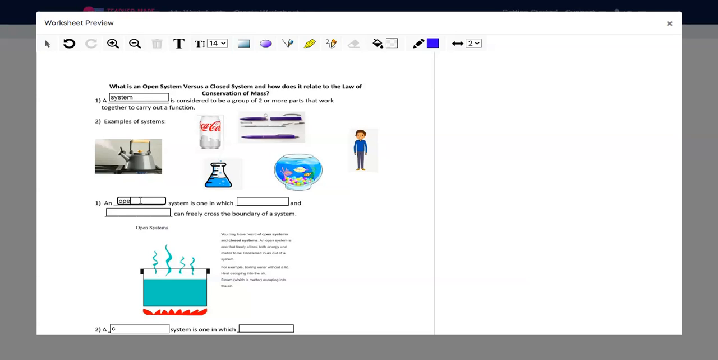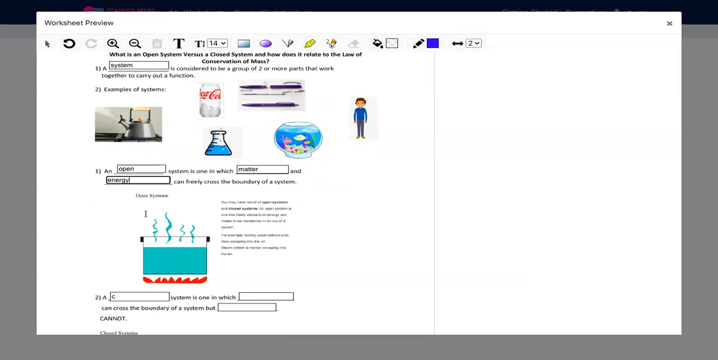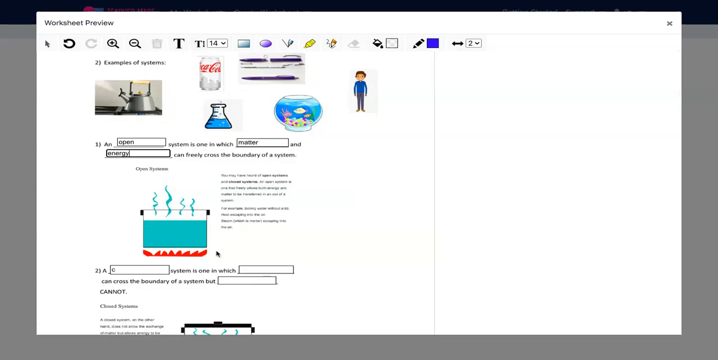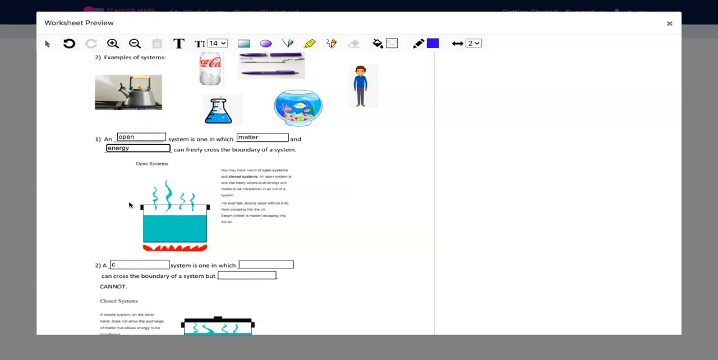We have an open system, in which matter and energy can freely cross the boundary of a system. A great example of this would be a pot of water on a stove. If we don't have a lid on the pot, this system is considered to be an open system, and heat energy can be transferred from the pot to the air across the system boundary.